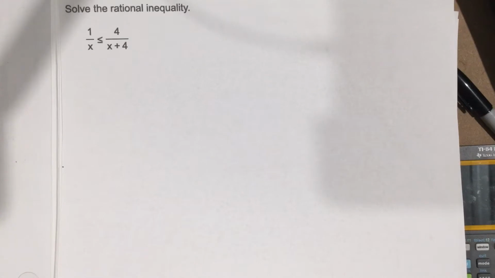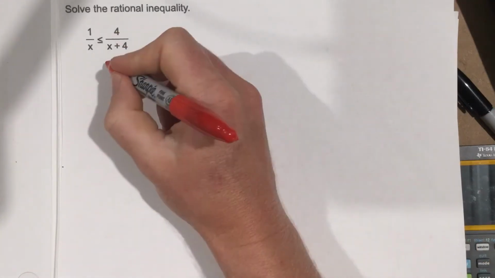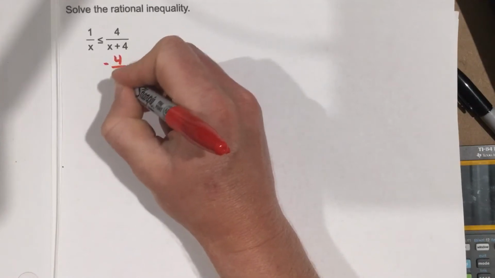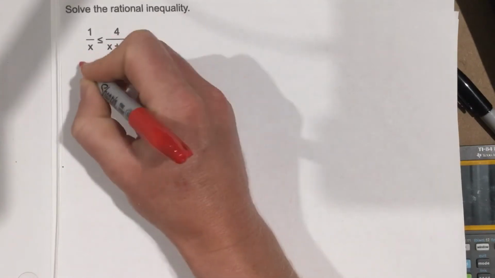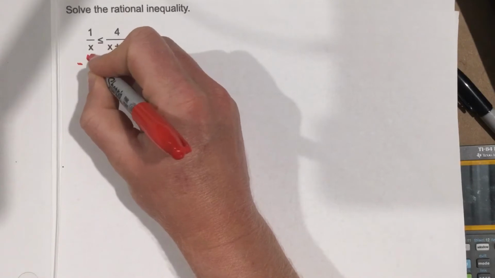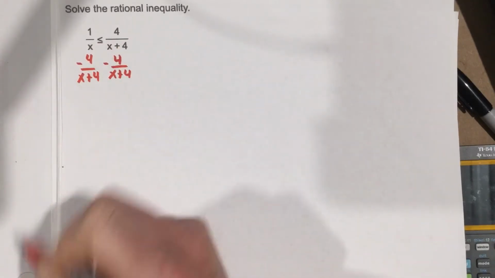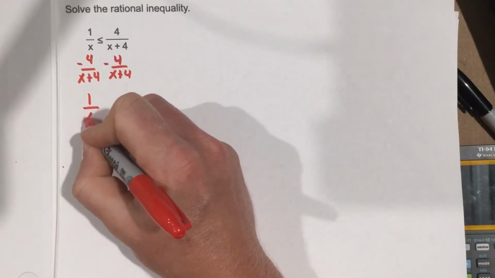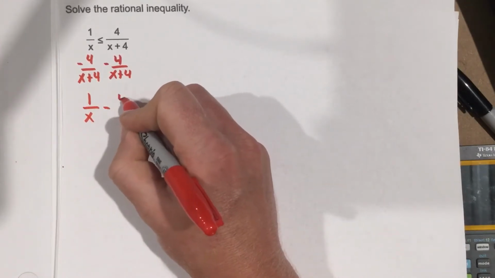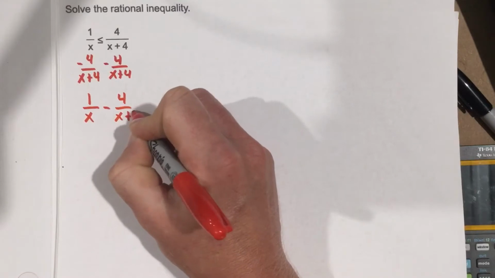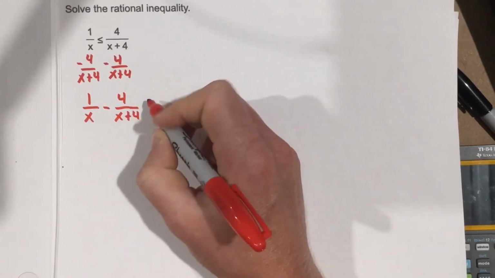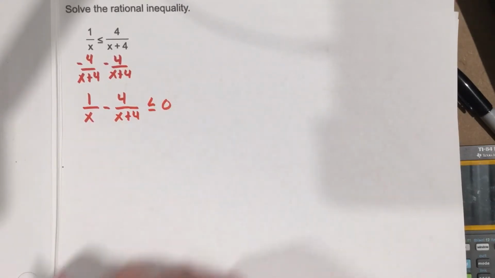So actually how we're going to start this problem is we're going to subtract 4 over x plus 4 to the left side. So we're going to subtract it and move it over so it's less than or equal to 0. So we end up with 1 over x minus 4 over x plus 4 less than or equal to 0.